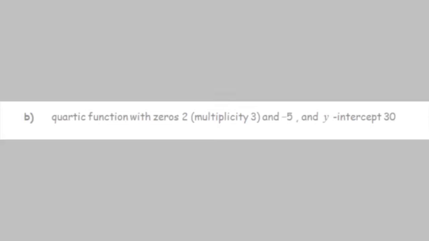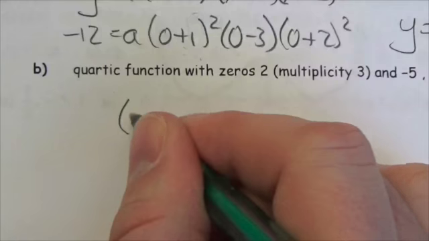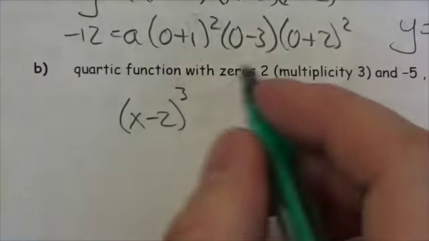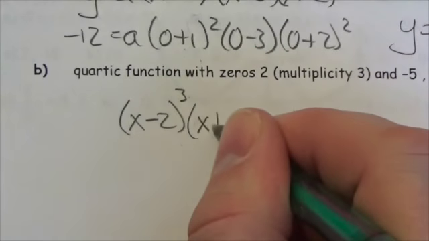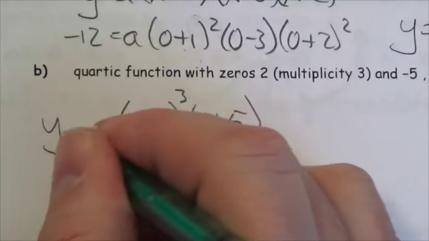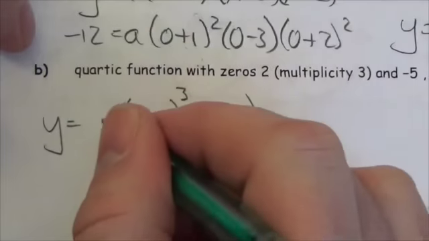A quartic function with zeros 2 with a multiplicity of 3, and -5, and with a y-intercept of 30. So this one right here, our zeros are 2, so a zero of 2 means I'm going to have x minus 2. This has got a multiplicity of 3. And then it just says that I've got a zero of -5, so it's going to have a factor x plus 5 there. Now, the y-intercept is supposed to be 30. Now, the y-intercept would be the constant term.